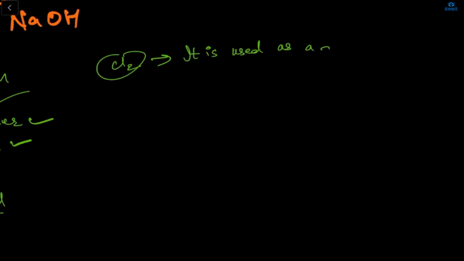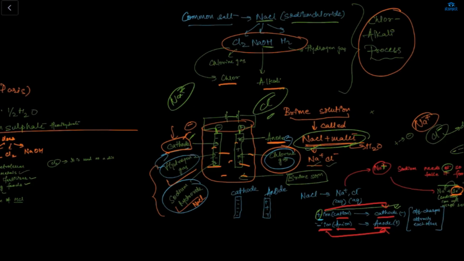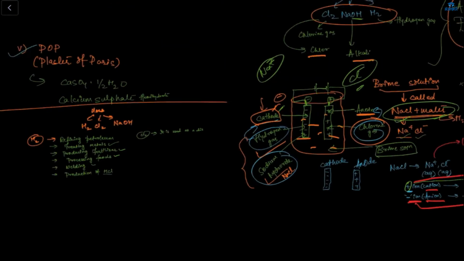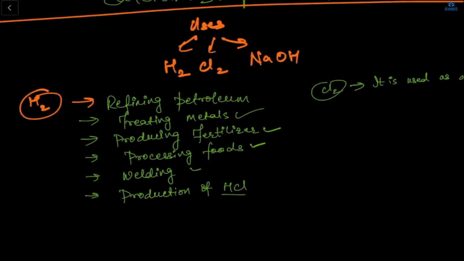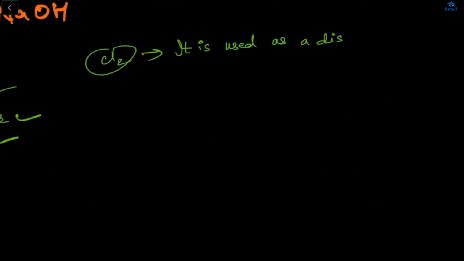As a disinfectant. So first of all, we learned about what is common salt. Then we learned about how this is working, the diagram. Now we are learning the uses, because in the baking soda, like all the types of salts, obviously we have to learn about the uses. Okay, so one is it is used as a disinfectant.